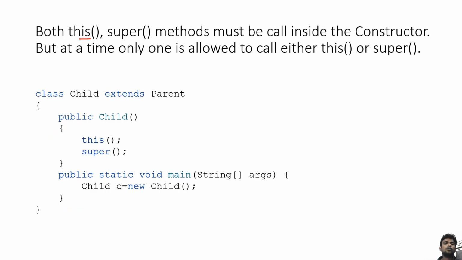The reason? Super method call must be inside constructor. As I said, this method and super method must be called inside a constructor, but at a time only one is allowed. Either you can use this or you can use super. If you call this and super inside a constructor, it will lead to a compile time error. This is not possible. So this is about the super keyword in Java.